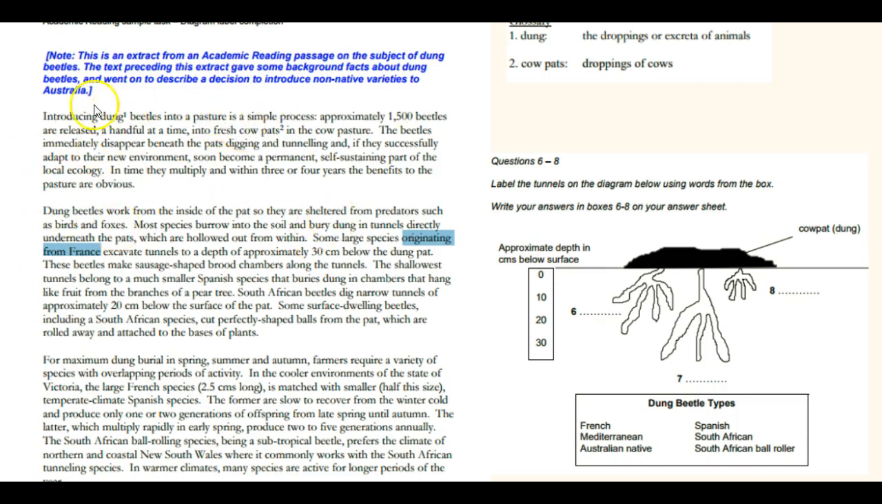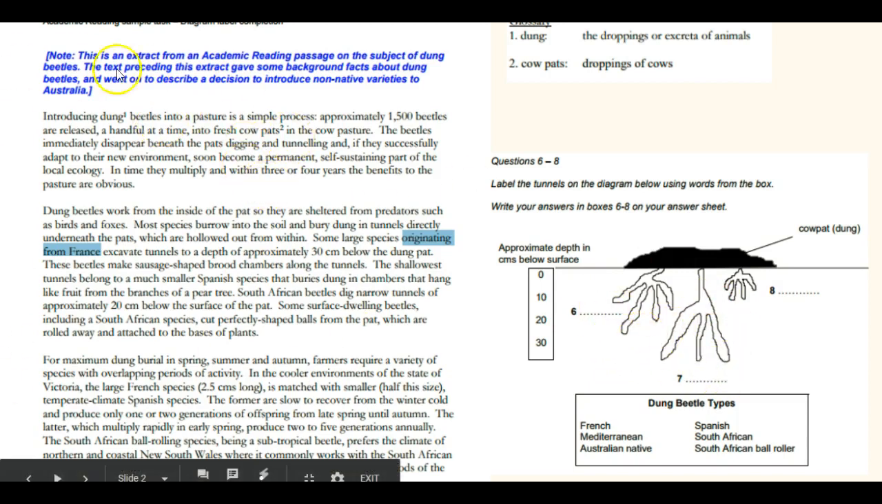As you could see, we answered the questions and we labeled the diagram without even having to read the whole passage, but we did scan for the words we needed and the numbers we needed to match with them.